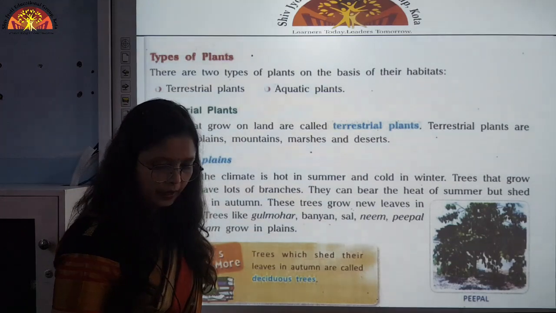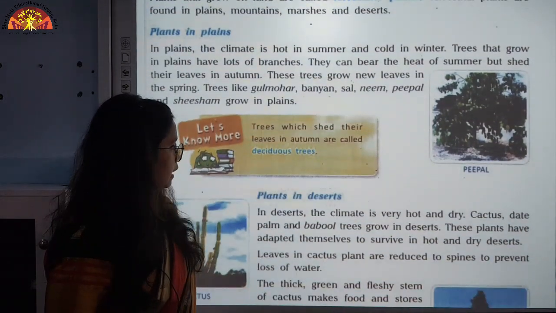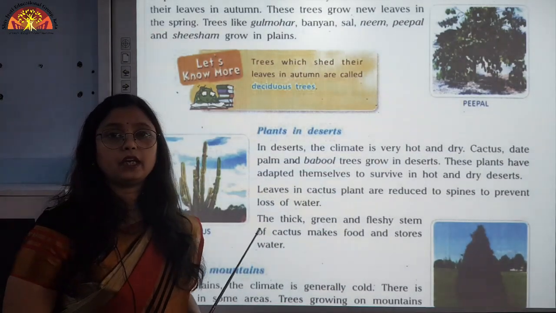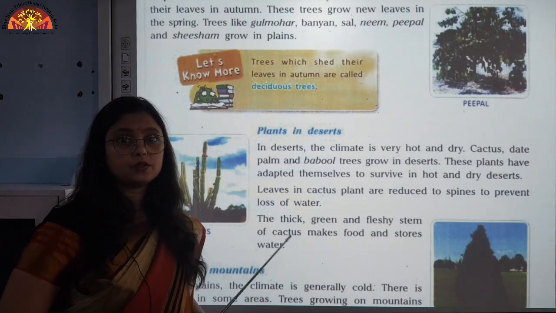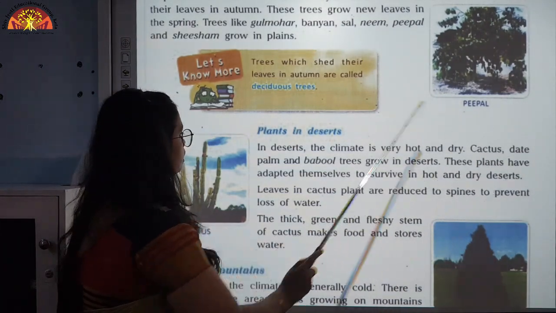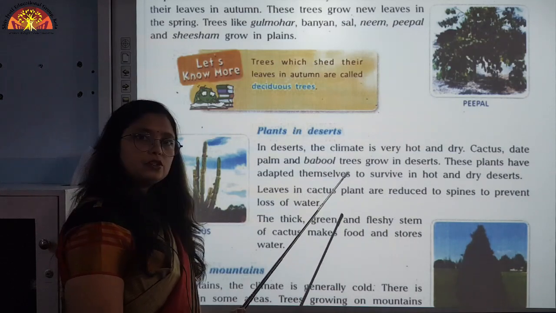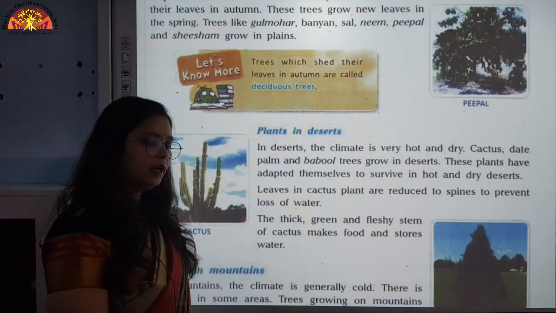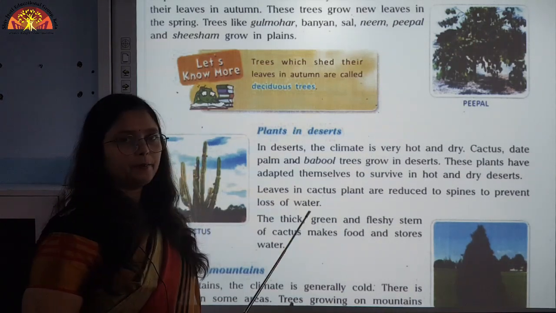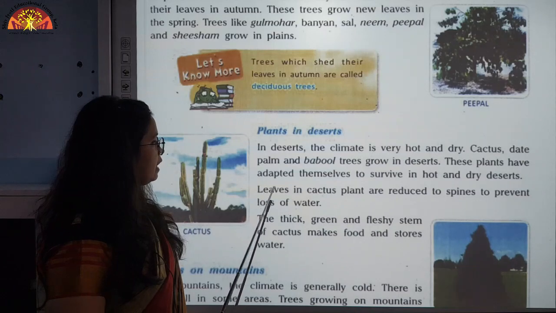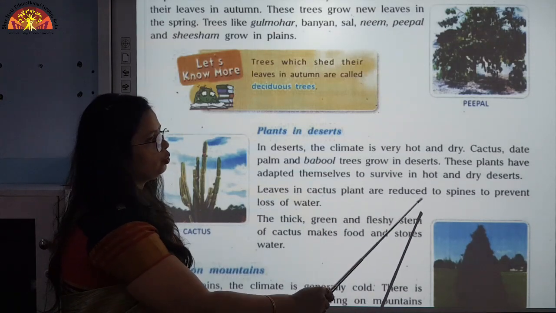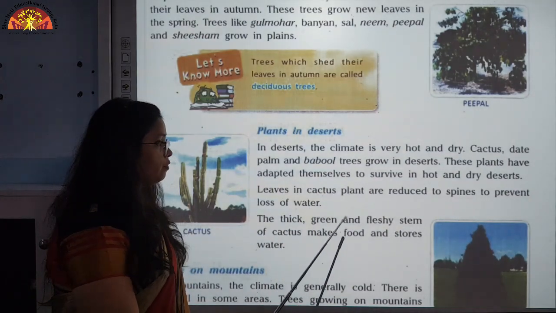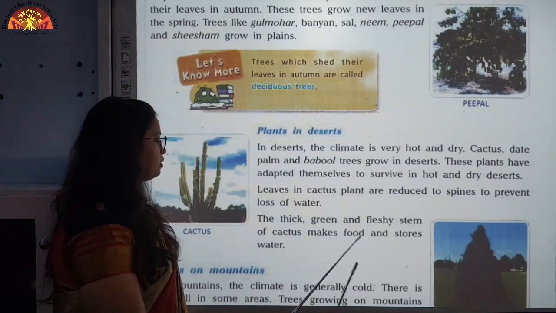Now, we move to next, that is plants in deserts. So, students, now in deserts the climate is very hot and dry. So, the plants which are found in desert are cactus, date palm and babool. These trees grow in desert. These plants have adapted themselves to survive in hot and dry deserts, and some of these adaptations are, first of all, leaves in the cactus plants are reduced to spines to prevent the loss of water. Secondly, the thick green and fleshy stem of cactus makes food and stores water.